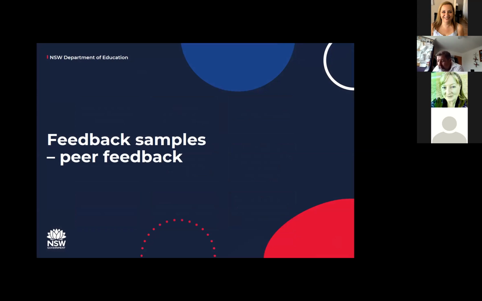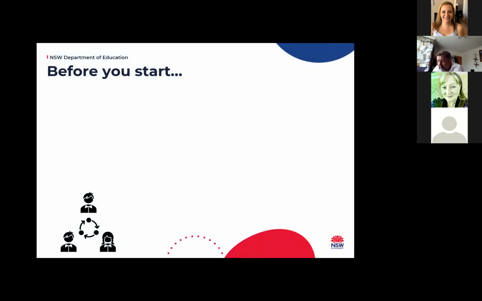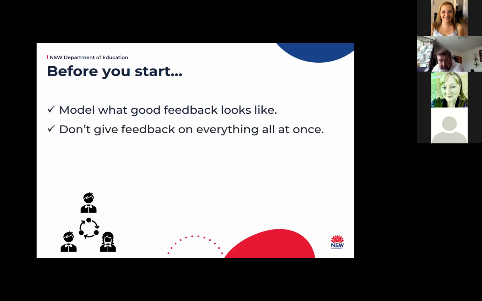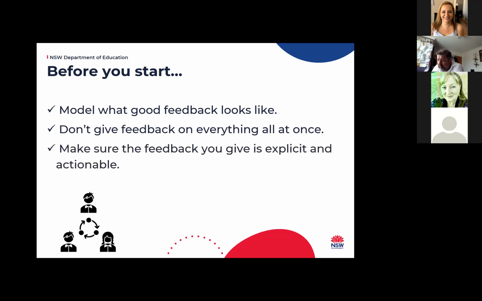Let's look at practical samples for peer feedback. Giving feedback is an art, so don't expect your students to be able to give each other effective feedback until you've given them some guidance first. Firstly, always model what good feedback looks like. Remind them that they don't need to give feedback on everything all at once, and discuss how this can be overwhelming and therefore ineffective. Make sure the feedback they give is explicit and actionable.